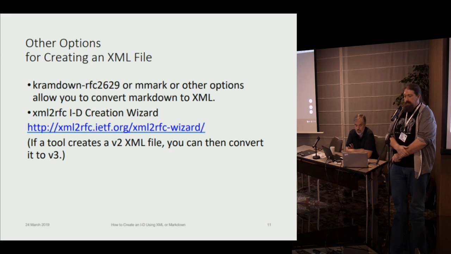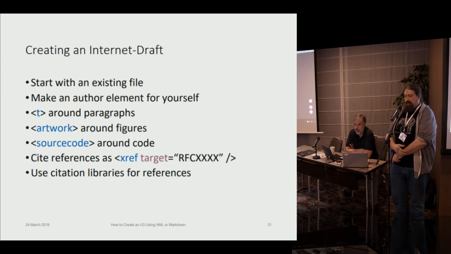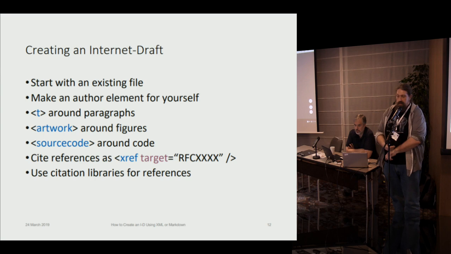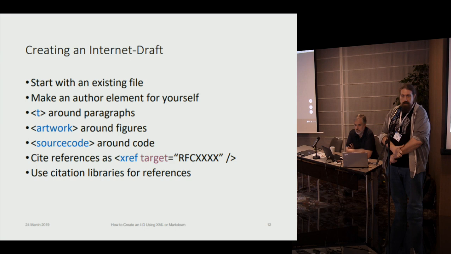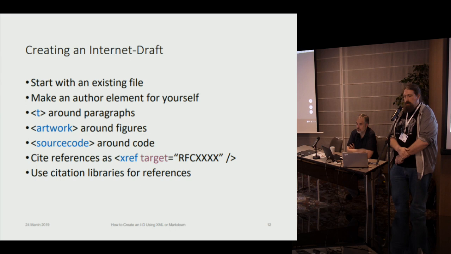So creating this internet draft, as we said, we start with an existing file. You make your author element for yourself. Within your text, you'll wrap your paragraphs around a T or text element. Any artwork you would put in there, you would wrap with an artwork element, source code with a source code element, and citations with an XREF. And we'll go over soon some details on those citation references.